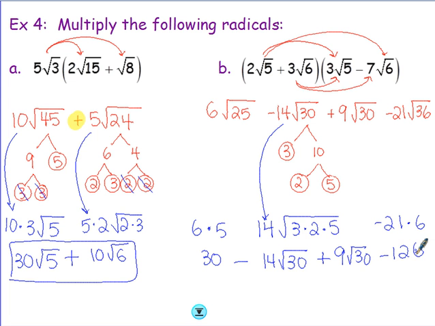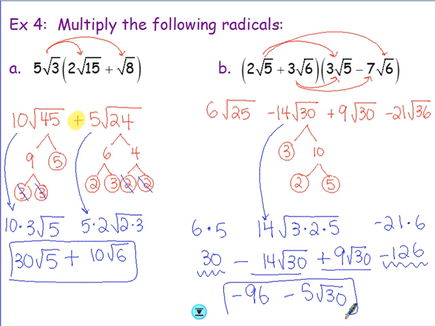So now we're looking for that final step of like terms. Well, I see two whole numbers. 30 minus 126, don't forget the minus, is a negative 96. And both of those radicals are 30s. So these are like terms. Negative 14 plus 9 is negative 5, radical 30, and that is your final answer.